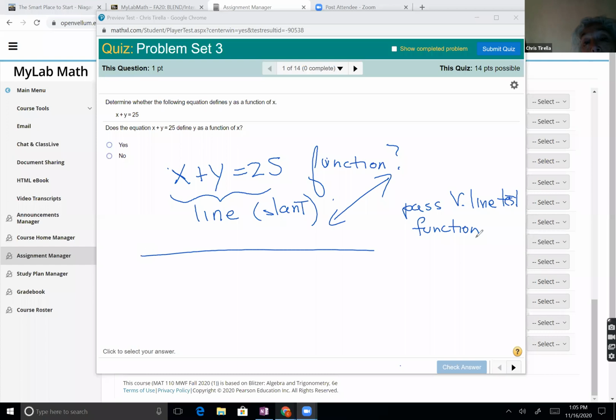So let's look at a what if scenario. What if instead I had x squared plus y minus 2 equals 0? What would the graph of this one be?